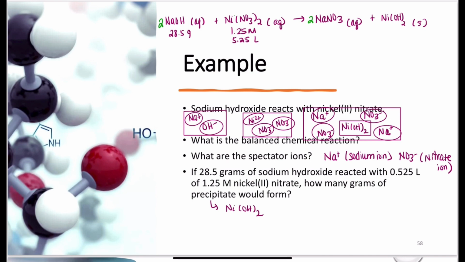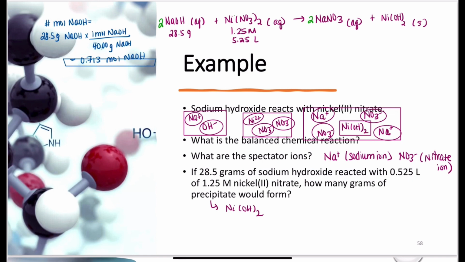So first, let's figure out the number of moles of each species. I don't have much room. I don't really want to shove this. Let's see, number of moles NaOH. 28.5 grams of NaOH, 1 mole of NaOH to 40.00 grams of NaOH. This gives me 0.713 moles of NaOH.